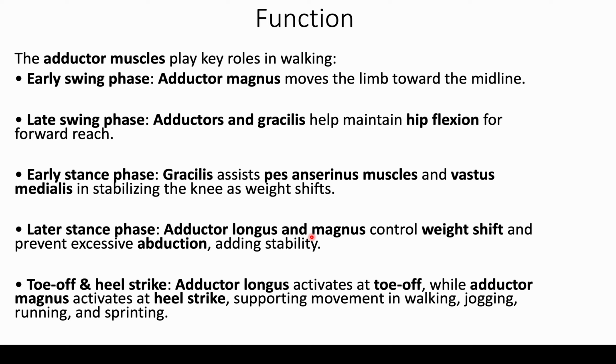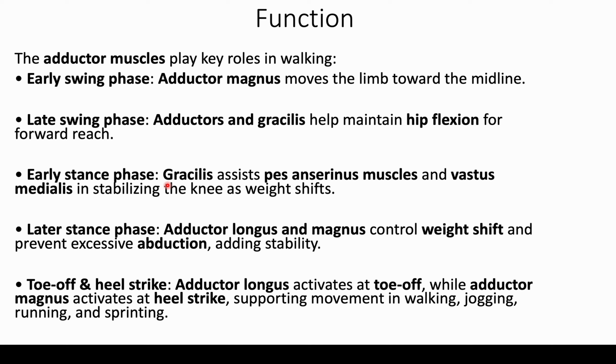Function. Adductor muscles play key roles, so for example, let's look at the gait phase. Early swing phase, adductor magnus moves the limb towards the midline. Late swing phase, adductors and gracilis help maintain hip flexion for a forward reach. Early stance phase, gracilis assists pes anserine muscles and vastus medialis in stabilizing the knee as the weight shifts. So when someone gets pain on weight bearing, the gracilis could be the problem.